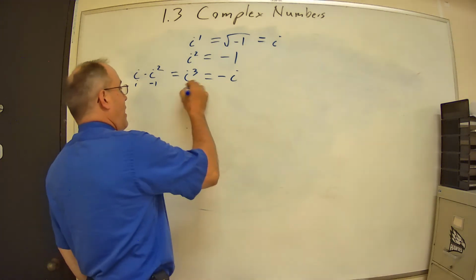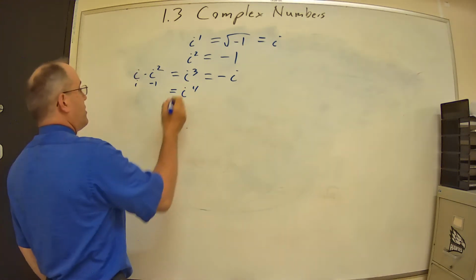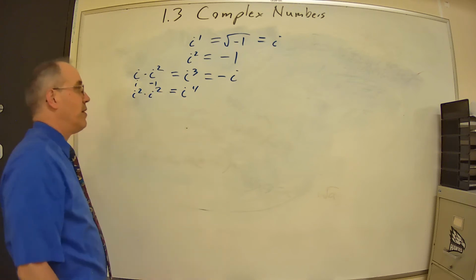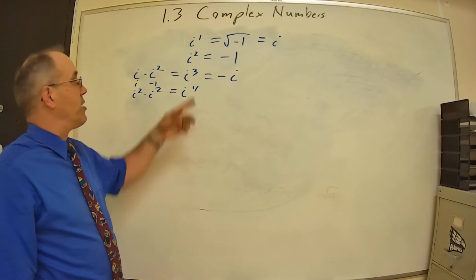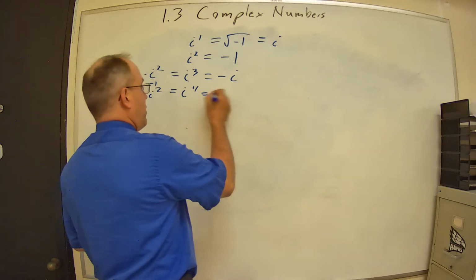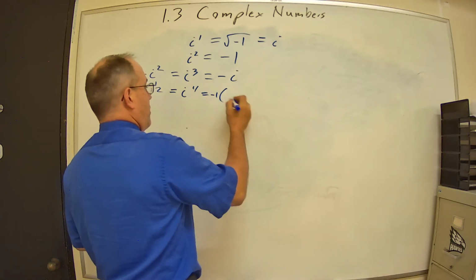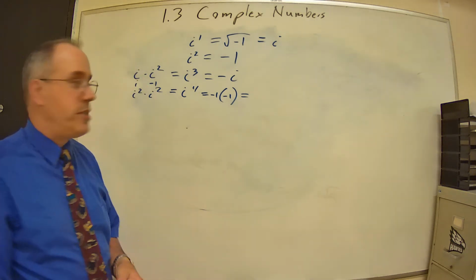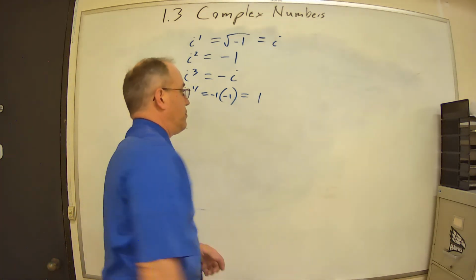And then i to the 4th, well, isn't that i squared times i squared? Well, i squared is -1 times i squared is -1. -1 times -1 is 1.